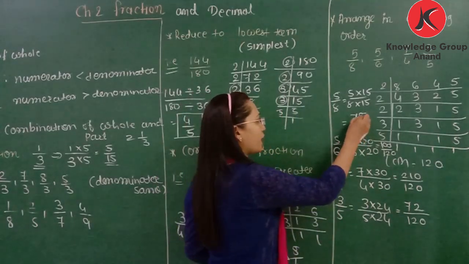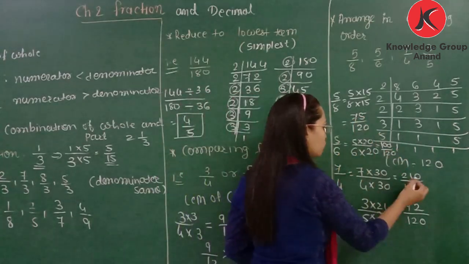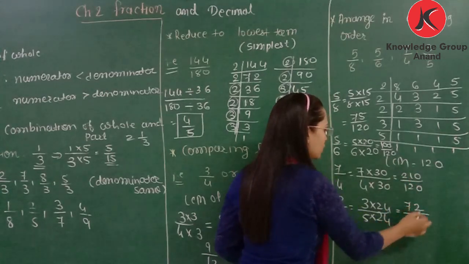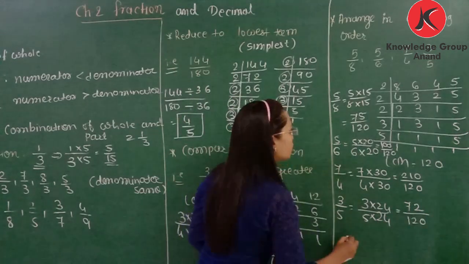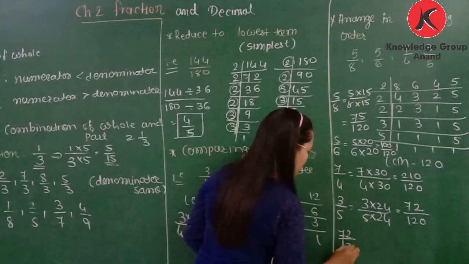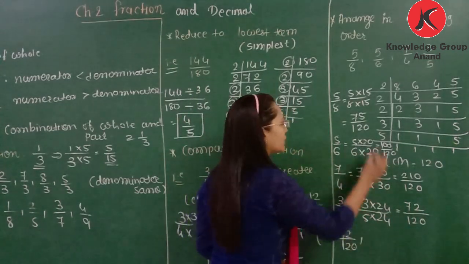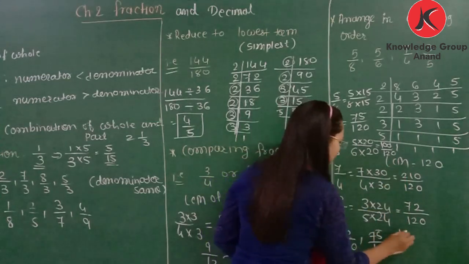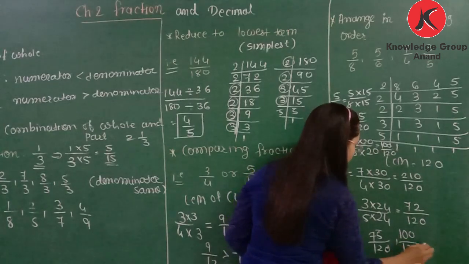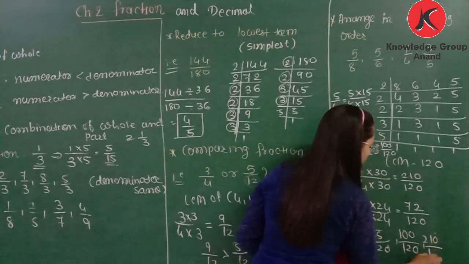Now compare the fractions. Here it is 75 by 120. Here 100 by 120, 210 by 120, 72 by 120. Which one is the smallest? 72 by 120. So write first 72 by 120. After that 75 by 120. After that 100 by 120. And last 210 by 120.